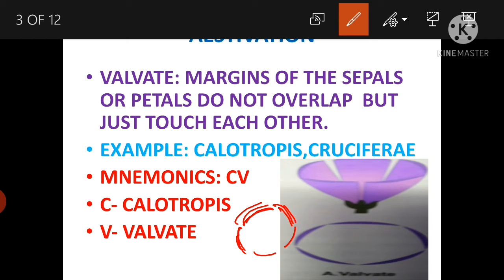These can be petals or sepals. They will be together, touching each other, but they will not overlap each other. So this we call valvate. An example for this is Calotropis. To remember this example, you can use a small trick: CV. C stands for Calotropis and V stands for valvate.